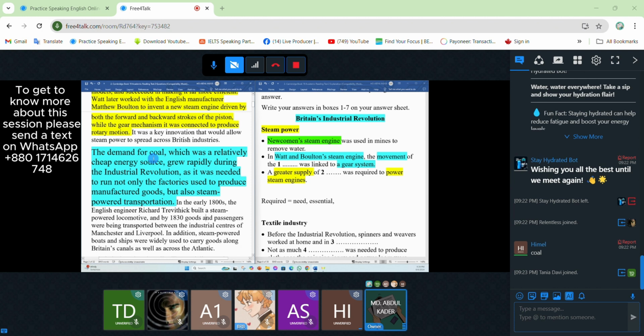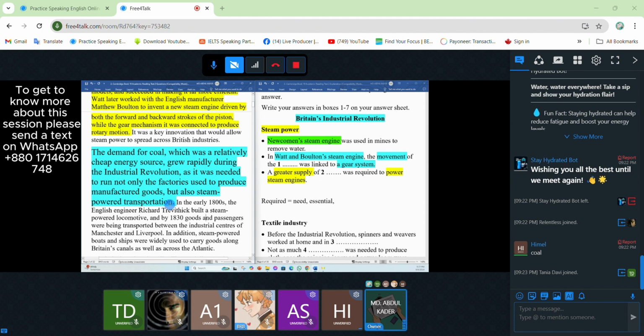The demand for coal, that means the supply of coal, which was a relatively cheap energy source, grew rapidly during the Industrial Revolution, as it was needed. So it was needed, that means required. It was required to run. To run means to power. Not only the factories used to produce manufactured goods, but also steam powered transportation.